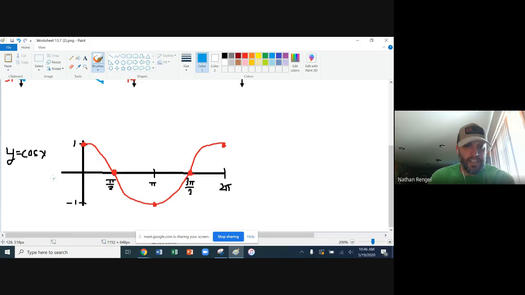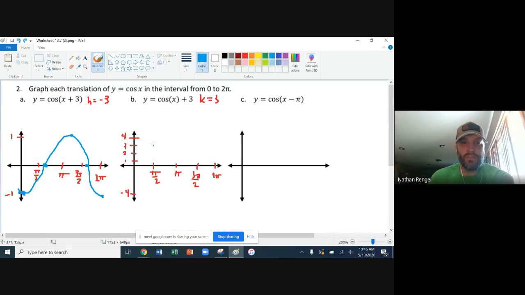Now this axis that I have right here, this is shifted up 3 because of that k value being 3. So what I'm going to do is I'm just going to think of this 3 up here as my new x-axis. So I'm just going to draw a dashed line through here. So there's where my new x-axis lies, and then I can start to graph my cosine.